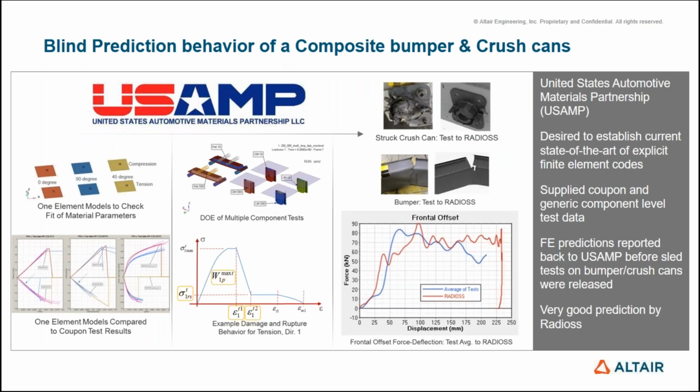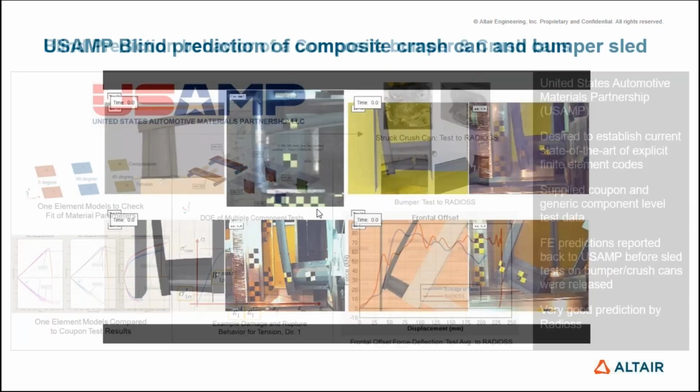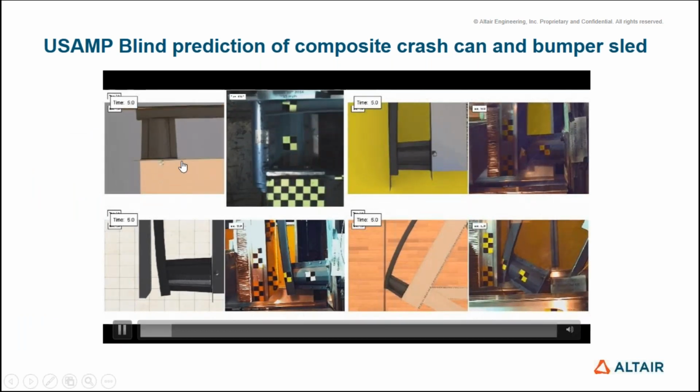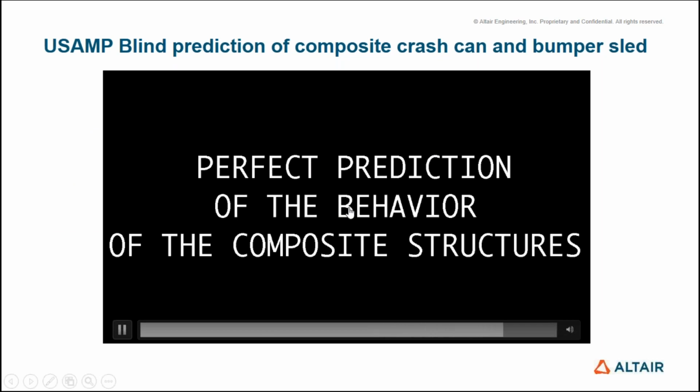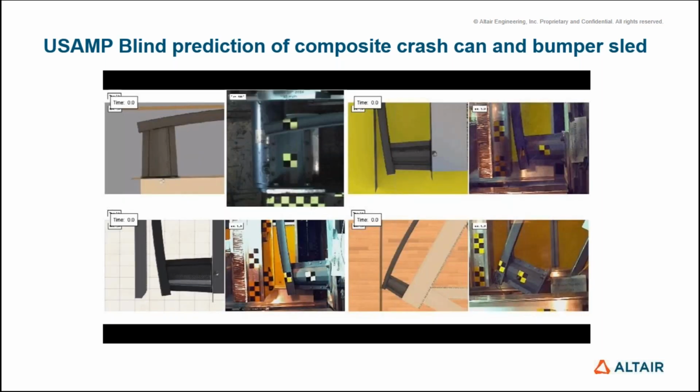Some of the benchmarks we have done with various organizations. So this is again the United States Automotive Materials Partnership, where they want to check the solver accuracy. For that we have done a couple of tests, where we have run the virtual simulation, and they have checked it against actual testing, and they are certifying some of the solvers for the typical crash test, bumper or crash test. These are some of the animations you can see on the left hand side, the physical test and the virtual simulation. There is a very close correlation between the physical and virtual simulation.